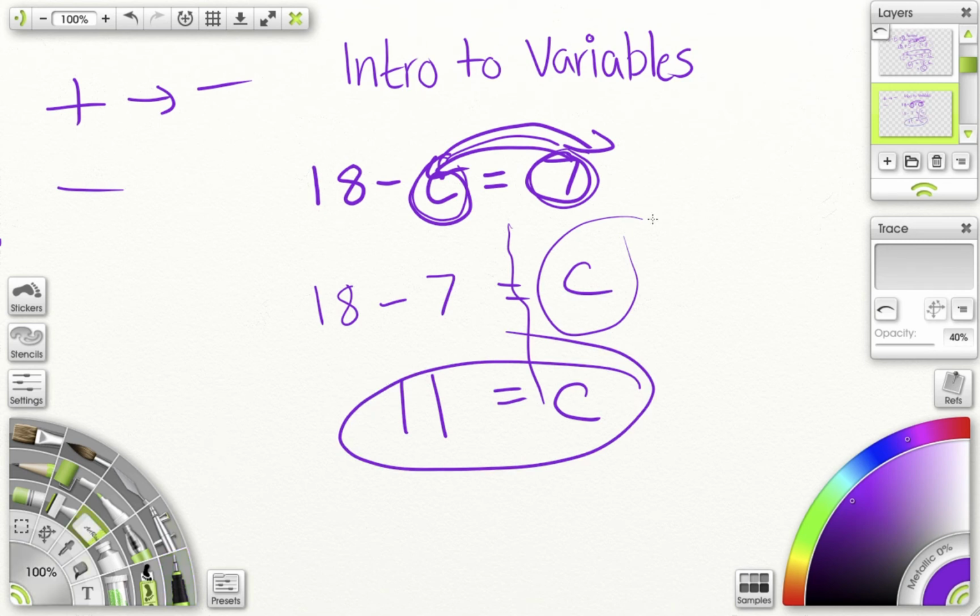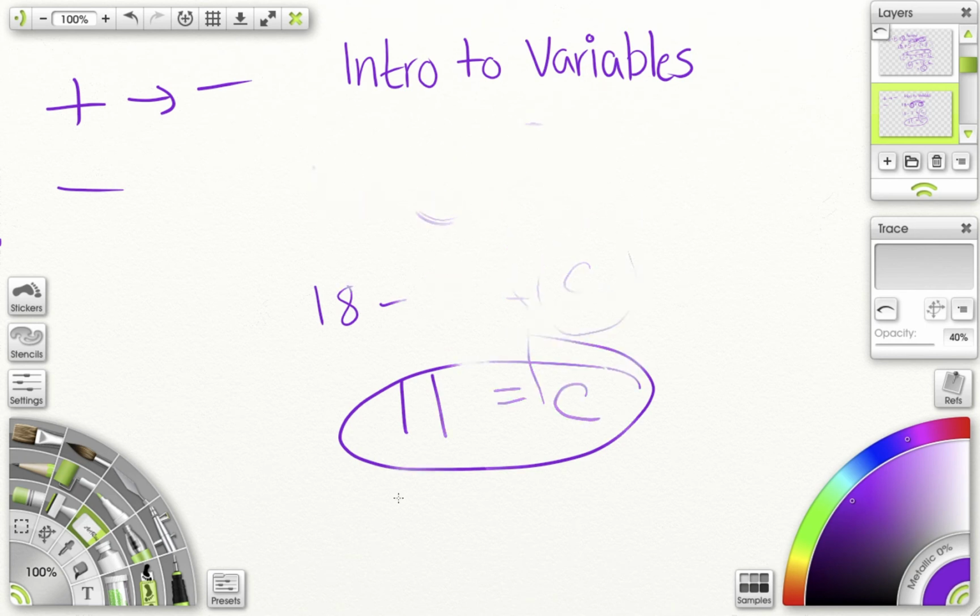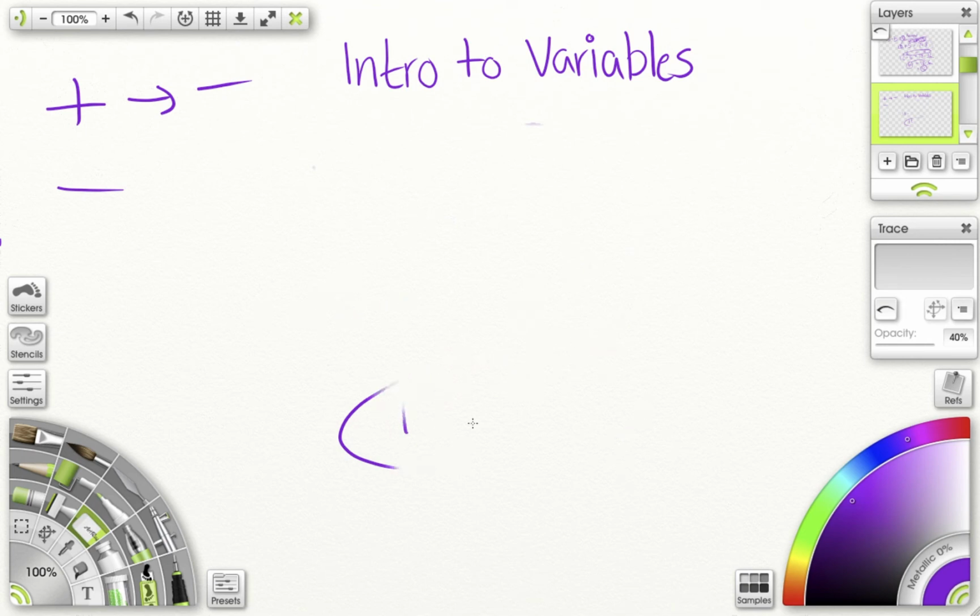All right, let's do one more example. So today we're just going to be doing addition and subtraction with variables, and then later on we'll go into things like multiplication and division. However, for now, just today, addition and subtraction.